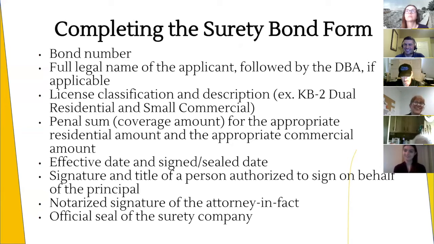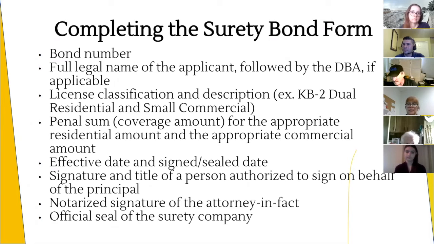Okay. So on the bond, one of the biggest deficiencies is the name. Your entity name, exactly as it appears on your application, and if it's a corporation or LLC, has to match Arizona Corporation Commission. That name needs to exactly be listed on the bond as the principal. If you have a DBA, you would list that there as well.